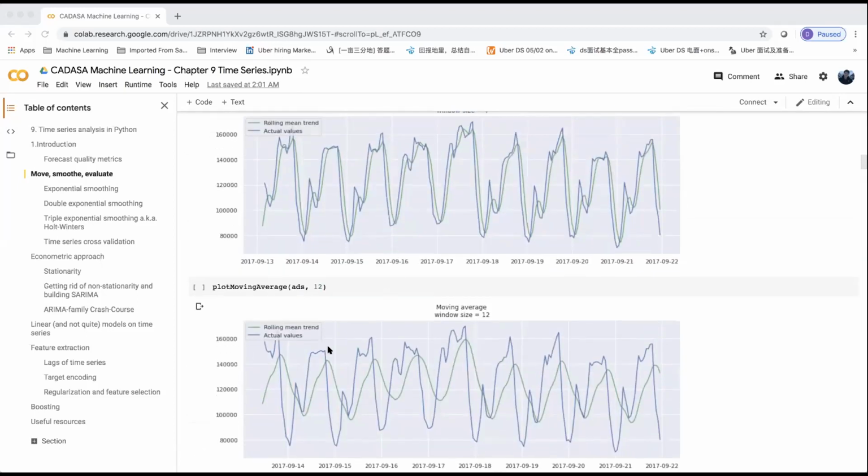Also, the larger the window you have, the larger the space of the average you're going to take, and the smoother the curve is going to be. So how large a window should be depends on your data and your choice. There's no best window.